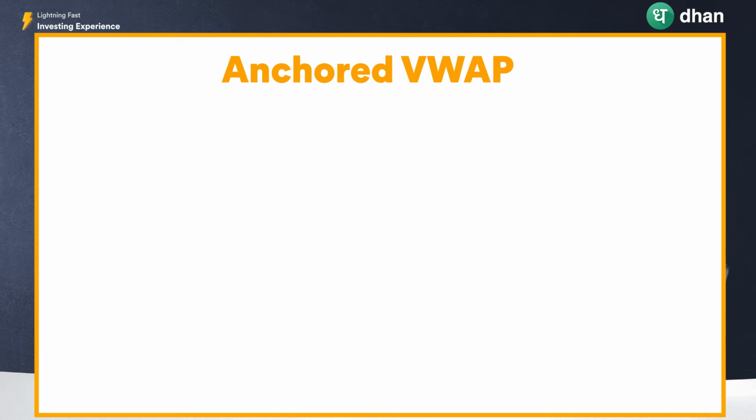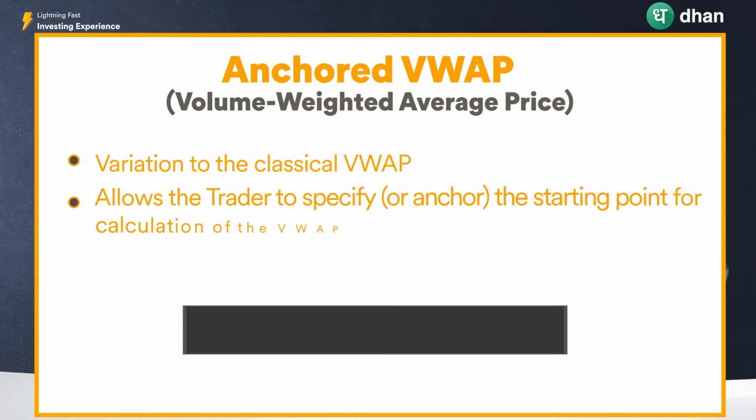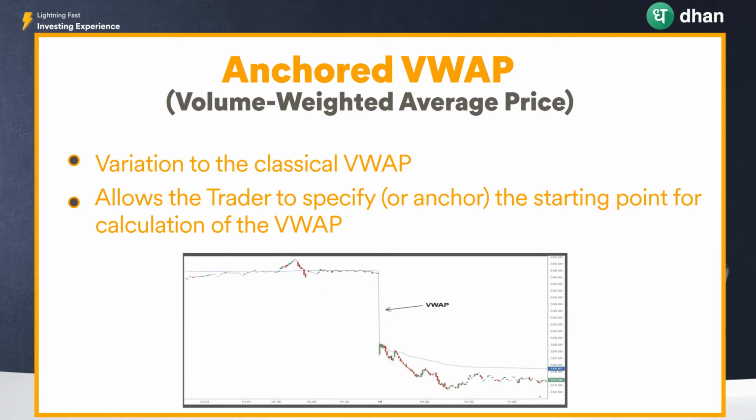wherein you define your starting point from where the VWAP should be calculated. So, as you can see, the anchored VWAP, or the anchored volume weighted average price, is a variation to the classical VWAP that we have covered, and it allows the trader to specify or to anchor the starting point from where the VWAP calculation should start.